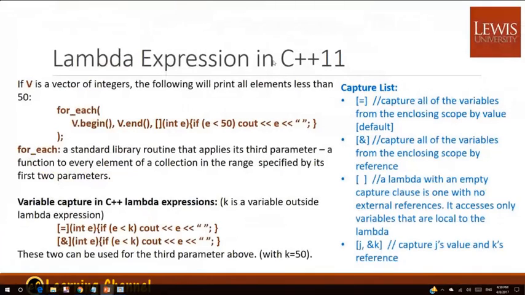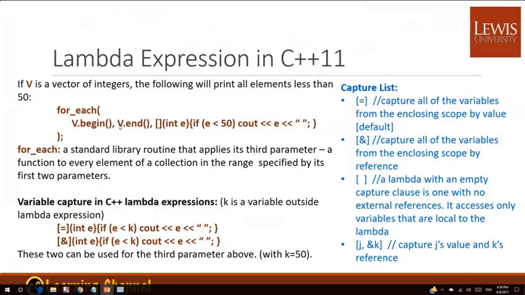So in a lambda expression in C++11, you have a capture list. Equal sign means call by value. Ampersand sign means call by reference. Nothing is a lambda with an empty capture clause. So it's the one with no external references. It accesses only the variables that are local to the lambda expression. So you just pass some parameter in. That's it. And if you have j and ampersand k, it means capture j's value and k's reference.